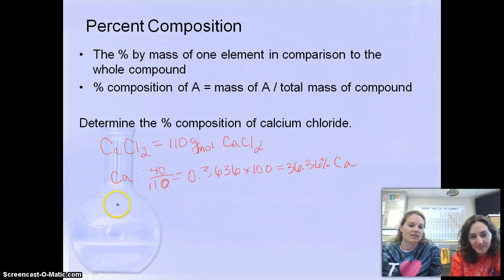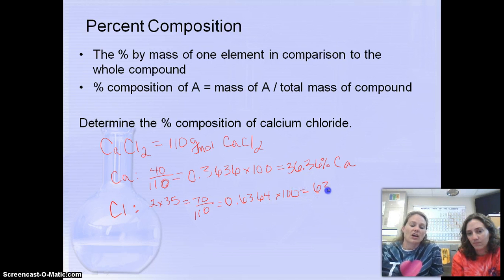For chlorine, there are 2 of them, so you have to double the molar mass of the chlorine. So instead of just the normal 35, you're going to have a total of 70. 70 divided by 110, the piece over the whole, gives you 0.6364, times 100 gives you 63.64.